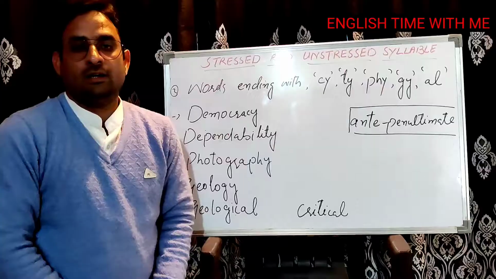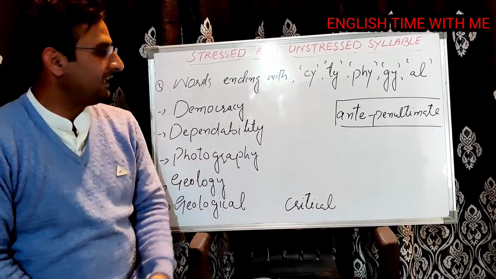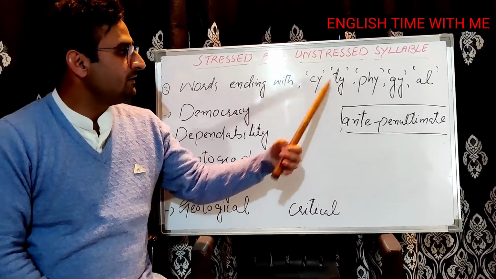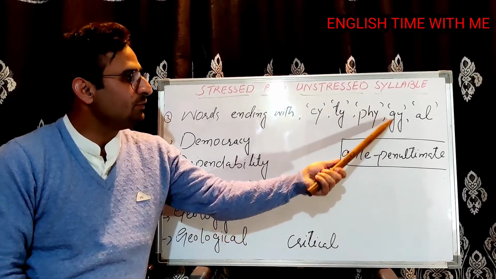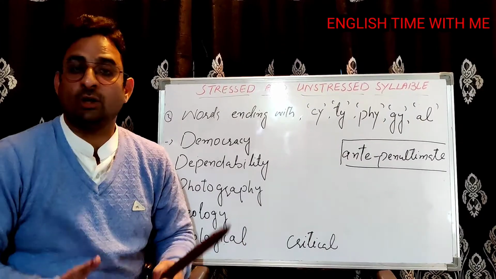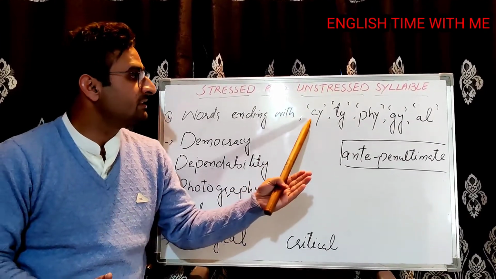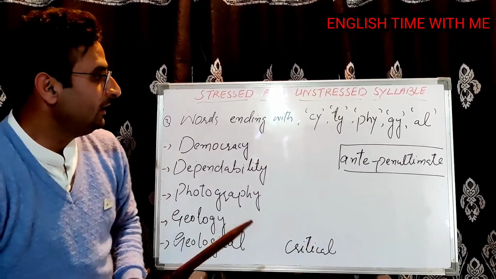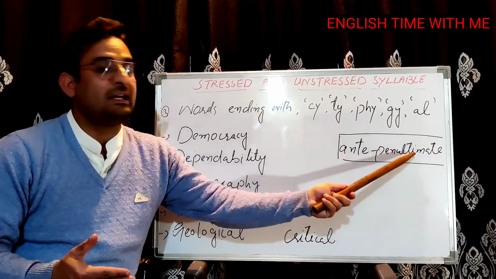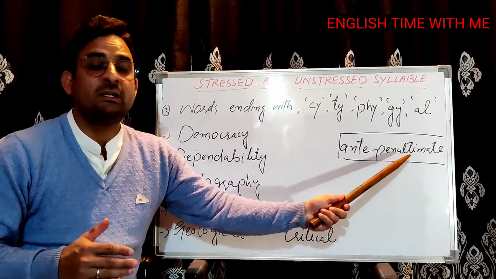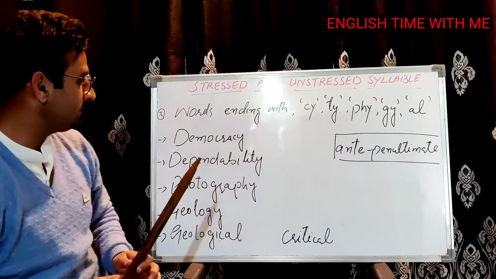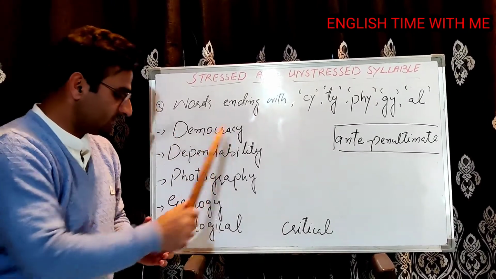We will discuss that category. Now we have another category, words ending with CY, TY, PHY, GY, and AL. Where to put stress on the words ending with such letters? We have to put stress on the anti-penultimate syllable. Anti-penultimate syllable means third from the end. For example, we have the first word, democracy.